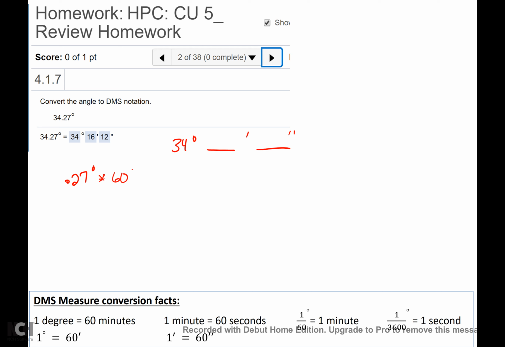If I take 0.27 and multiply by 60, I get 16.2, which means I have 16.2 minutes, which is 16 whole minutes and 0.2 minutes left over. So multiply by 60. 0.2 times 60 is 12, which means I have 12 seconds.